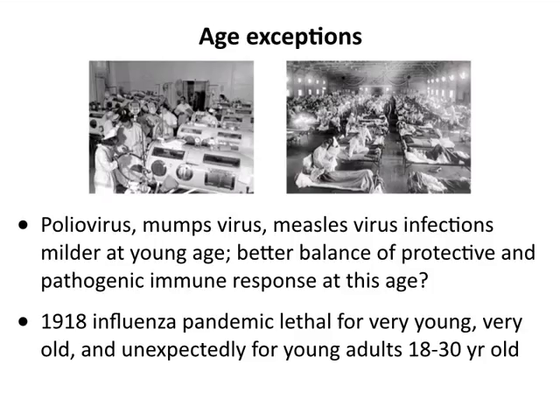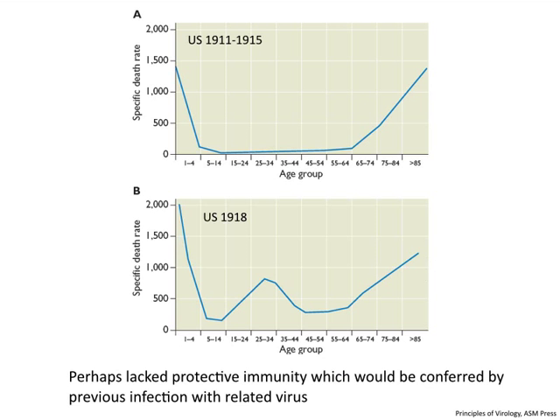There are exceptions to this. It doesn't apply to every infection. Poliovirus and mumps and measles, for example, are actually mild at a young age. And we think this is because there's less immunopathology. These may be infections where immunopathology is a substantial part of death. 1918 influenza is an exception to this general pattern because people who were about 18 to 30 were also highly susceptible. So at the top is the outcome for 1911 to 1915.